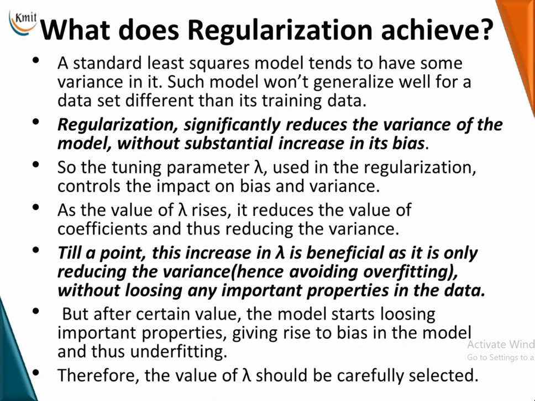But because of regularization, it is going to decrease the variance of a particular model. But the very important part is, although it is decreasing the variance, it is not going to increase the bias. So this is a very significant part of regularization. Tuning the parameter lambda, which is used in regularization, is going to create a good impact on bias and variance. Okay, so as bias stays as it is and variance is decreasing, generalization will be good. As the value of lambda rises, it reduces the values of coefficients, and therefore it reduces the variance.